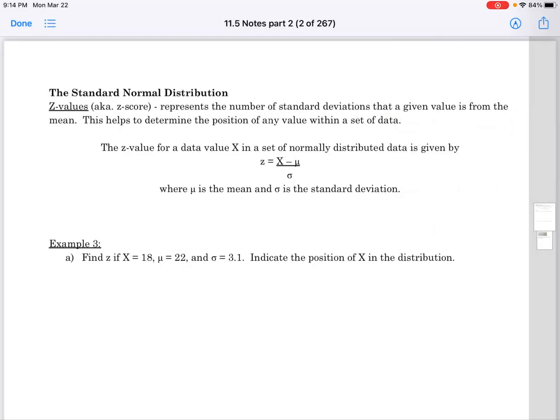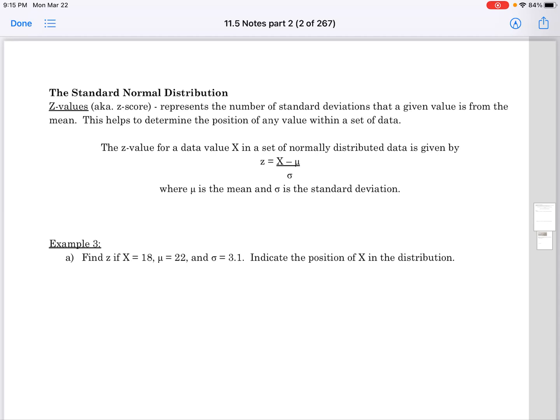The standard normal distribution. Z-values, often called z-scores, represent the number of standard deviations that a given value is from the mean. This helps us to determine the position of any value within a given set. The z-value for a data value x in a set of normally distributed data is given by the formula z is equal to x minus mu over sigma.